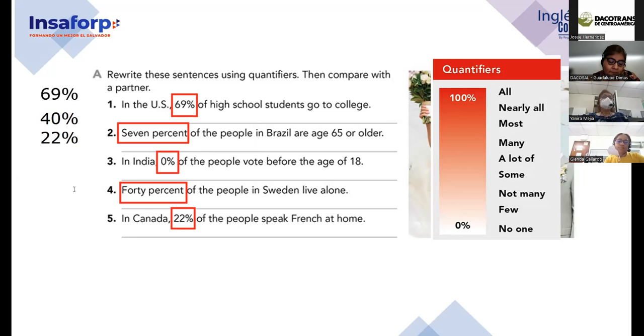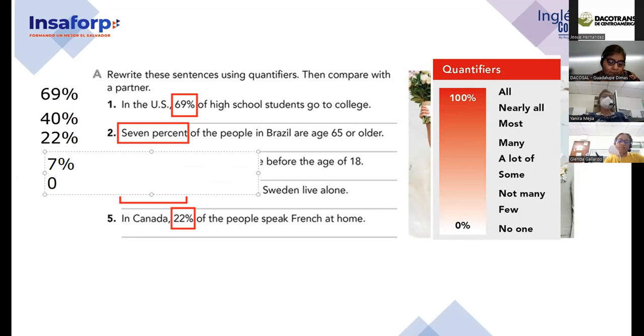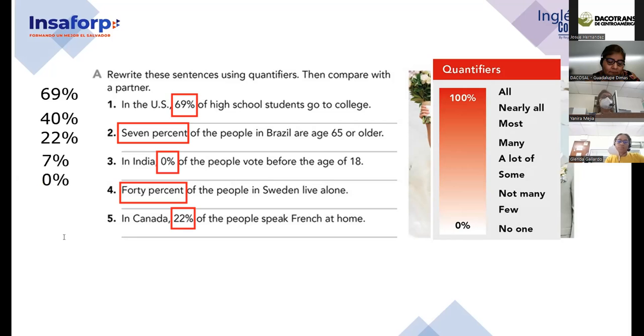What are we missing? 7%. And then? 0%. 7%. And the last exercise or example is 0%. Look, ya los tengo identificados. Ahora, ¿qué me hace falta? ¿Qué palabra o qué quantifier es la más exacta o la más cercana para expresar esta información con otras palabras?